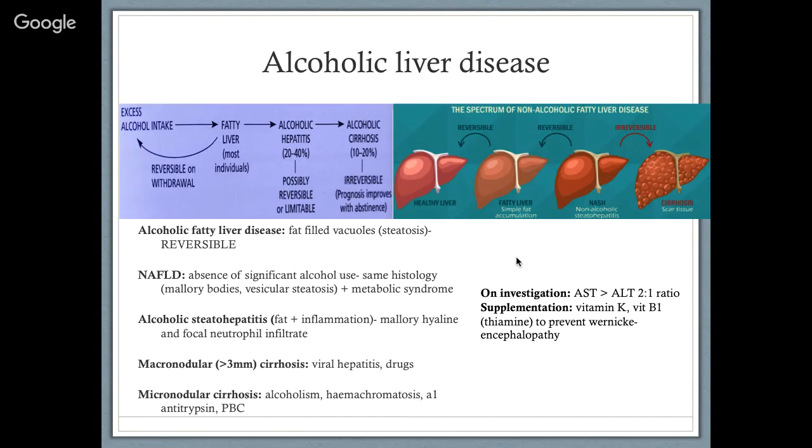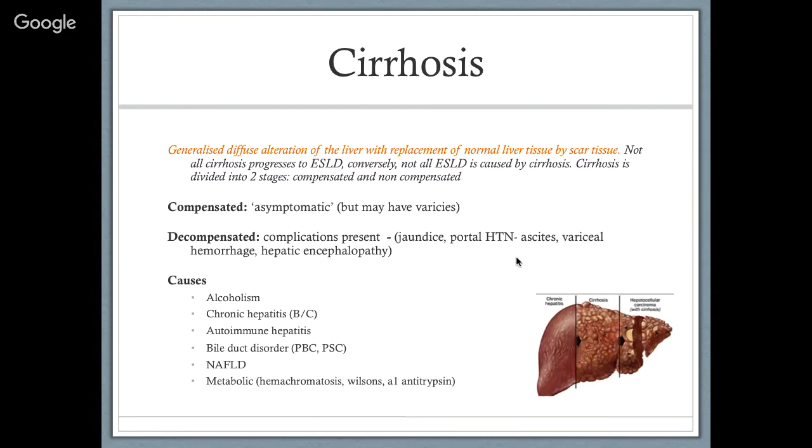Just the definition of cirrhosis. It's a generalized diffuse alteration of the liver with replacement of normal liver tissue by scar tissue. Not all cirrhosis progresses to end-stage liver disease, and not all end-stage liver disease is caused by cirrhosis. And there's two types of cirrhosis. There's compensated and decompensated. Compensated is when you're going to be asymptomatic. Decompensated is when you get complications present. And those are some of the causes.